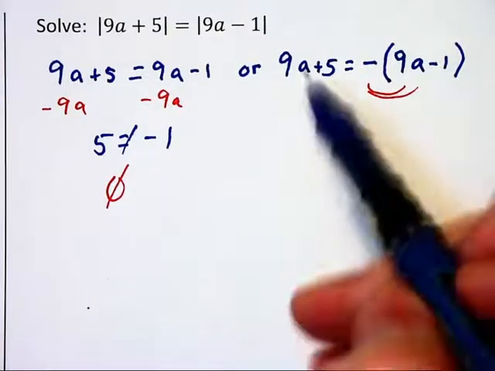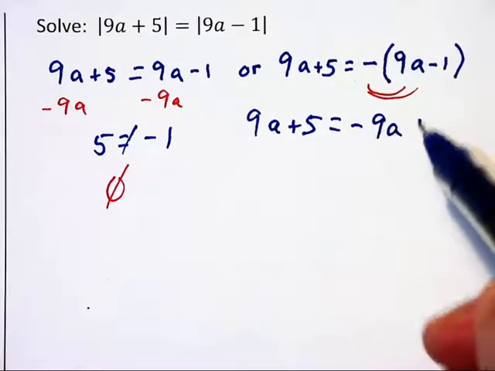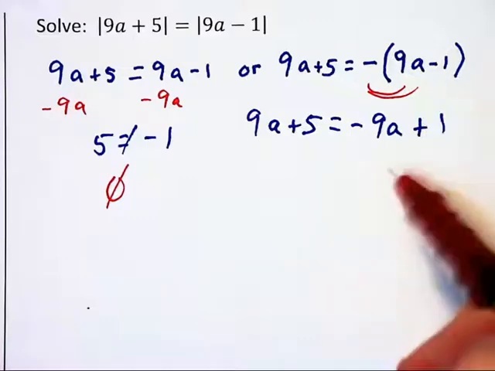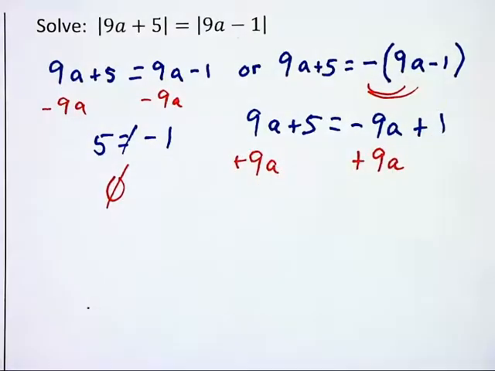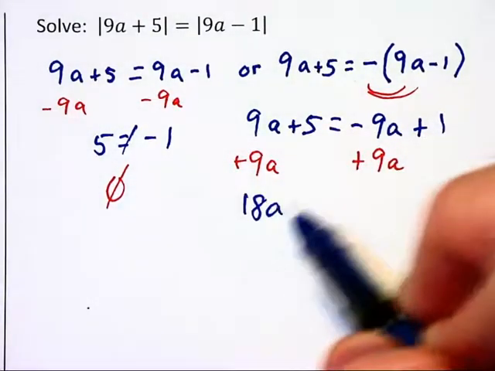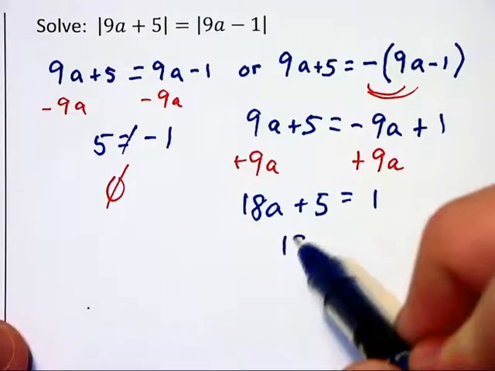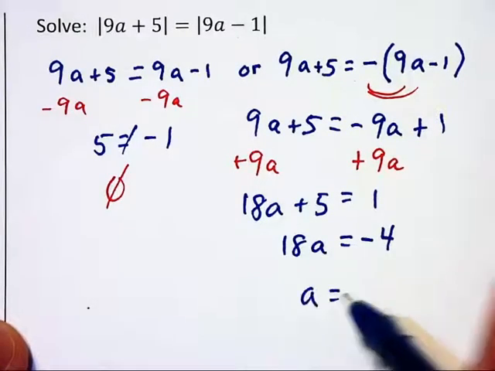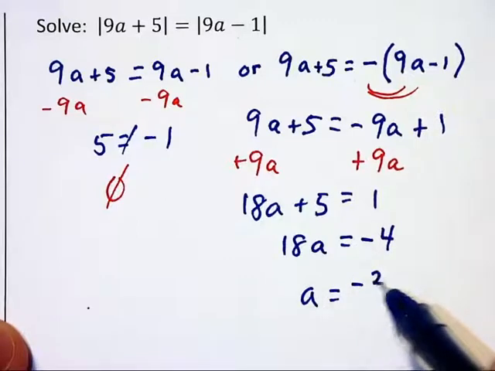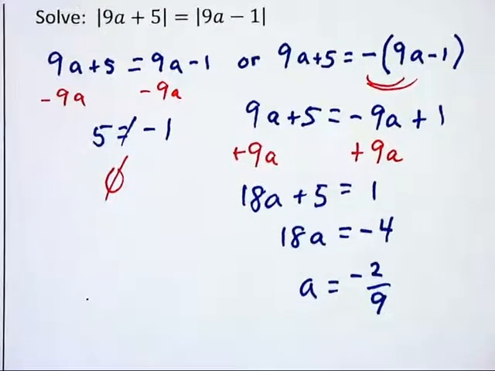I'm going to do some distribution. We will have 9a plus 5 equals -9a plus 1. Get all of the variables to one side, so I will add 9a to each side. This will give me 18a plus 5 is equal to 1. I would then subtract 5 on each side to have 18a is equal to -4, and divide each side by 18, and that will give me -2/9 after I reduce that fraction. So we just have one value of a that solves this absolute value equation.